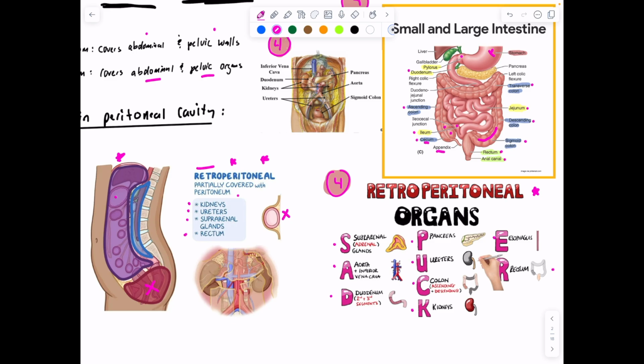So these are only partially covered by peritoneum. SAD being our suprarenal, aka adrenal glands, on top of our friends the kidneys. You can see them right here. Then we have our aorta and inferior vena cava for A. Our duodenum, specifically the second and third segments of it. So that would be like right around here. And then our pancreas right here.